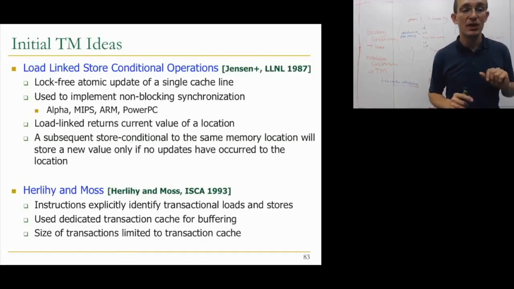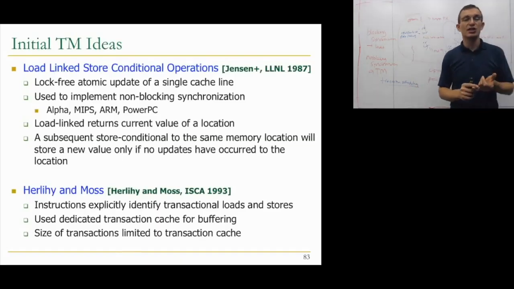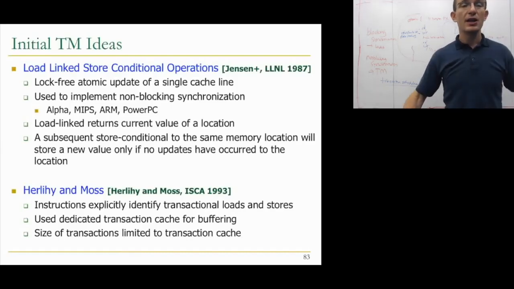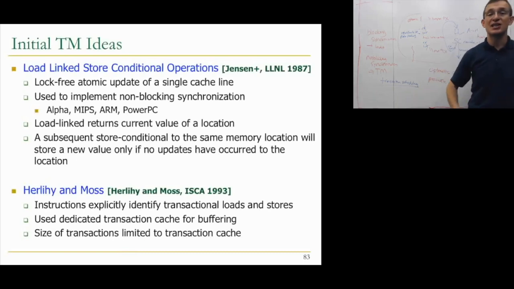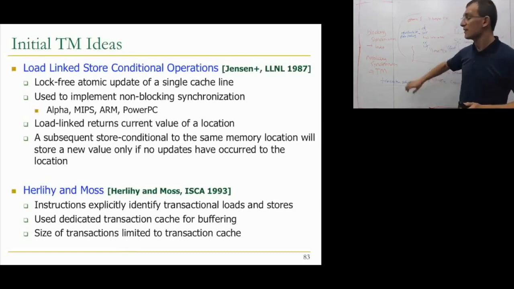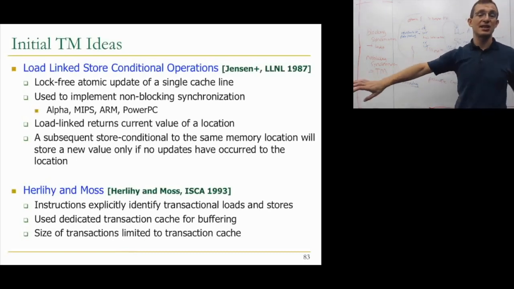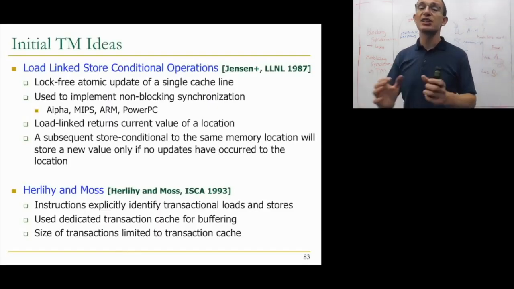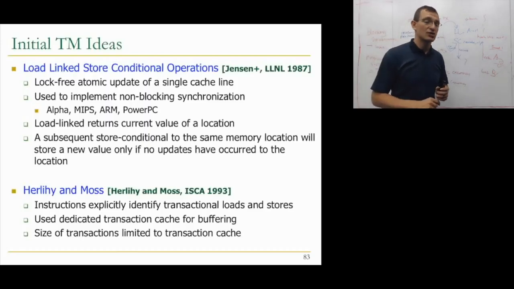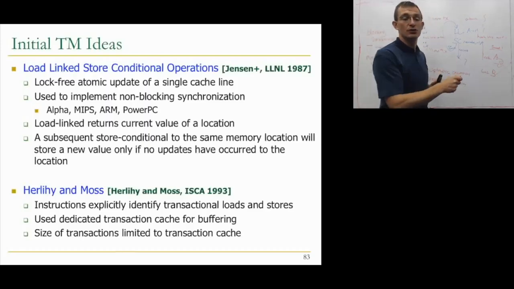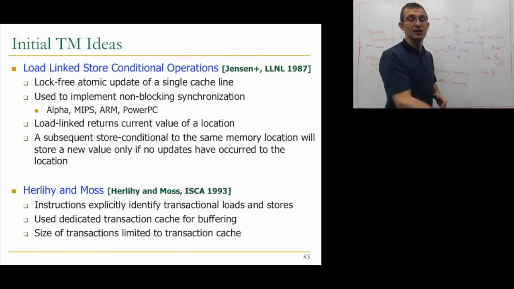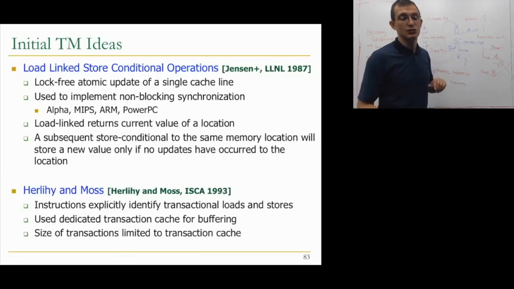at the same time. In their implementation, originally, instructions explicitly identified transactional loads and stores, and there was a dedicated transaction cache for buffering. Basically, buffering was not done in the cache, but there was a dedicated transactional cache. And unfortunately, size of the transactions were limited to this transaction cache. So if you had too many stores within a transaction that overflowed this cache, too bad. You would abort that transaction and execute it in a non-transactional way.